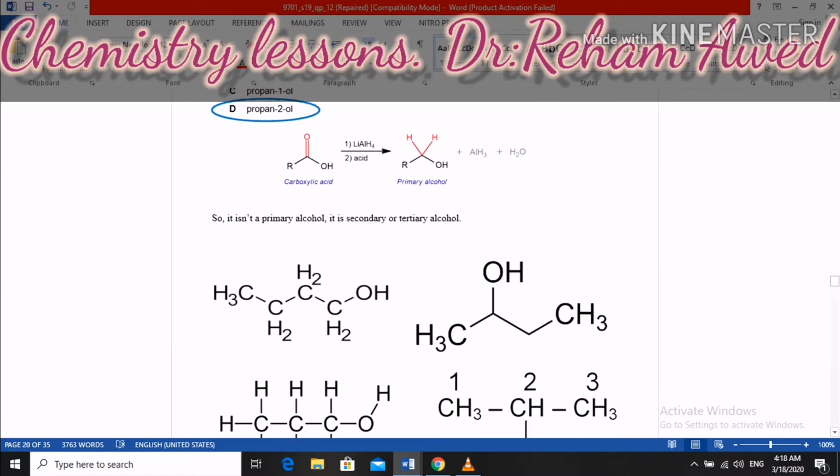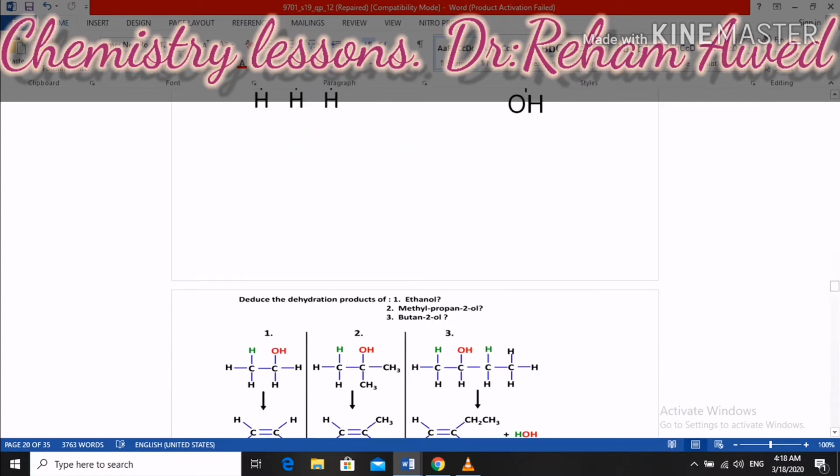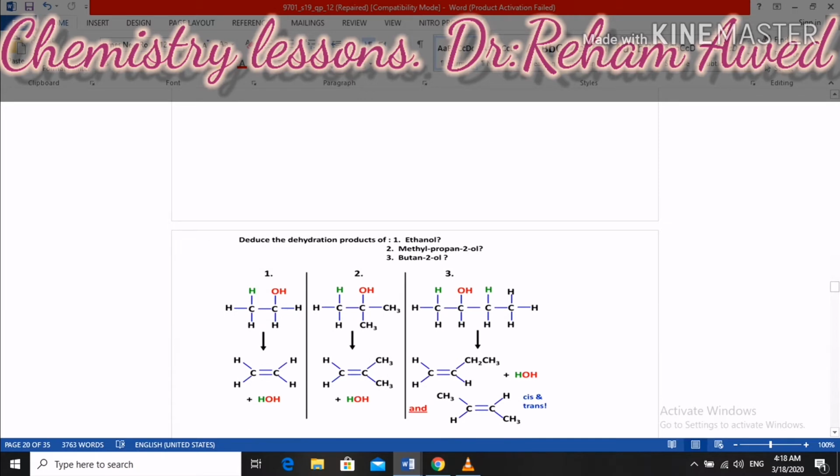So we want to speak about dehydration. In the case of dehydration using sulfuric acid, we remove one molecule of water. So in the first one, ethanol, when we remove one molecule of water, we have ethene plus water. In the second one, when we remove one molecule of water, we just have methylpropene. So we have methylpropene plus water.